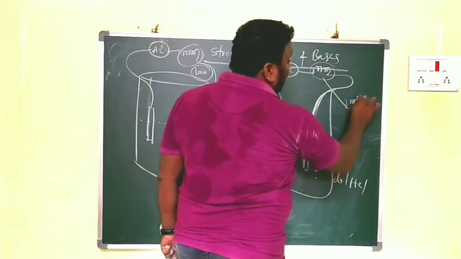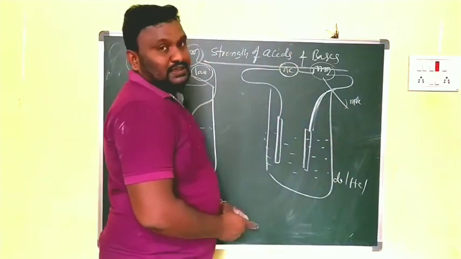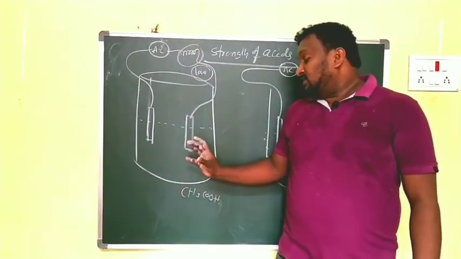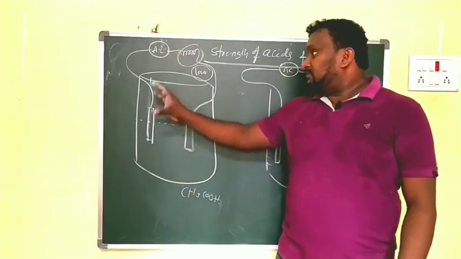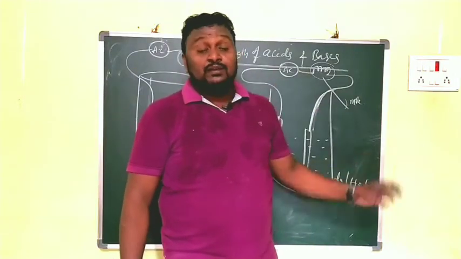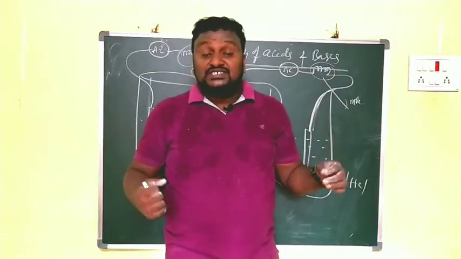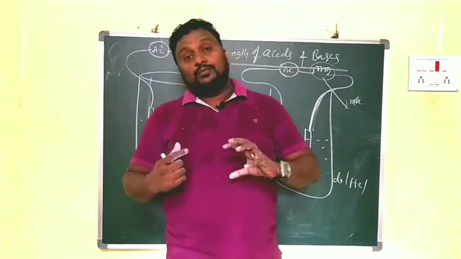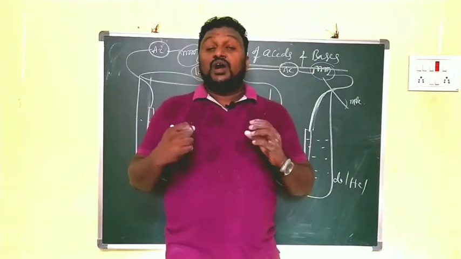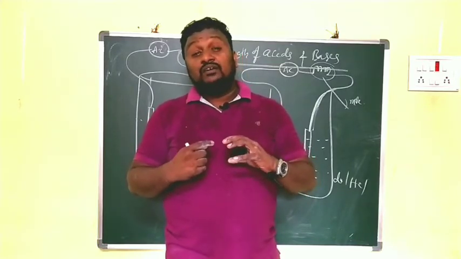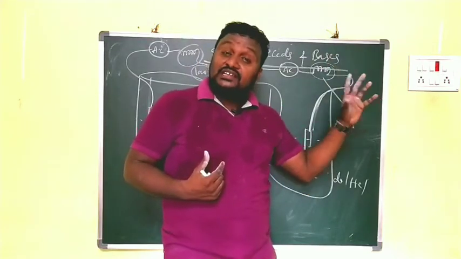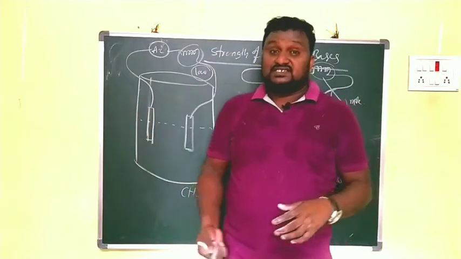Children, we have taken two beakers. In one beaker we have acetic acid solution with this experimental arrangement. In the other we have taken HCl, again with the same arrangement. What you observe is that in both cases the bulbs will glow, which means both are acids. But you have to observe that one bulb has more intensity and one bulb has less intensity. In this case the intensity is more and in this one it is less.